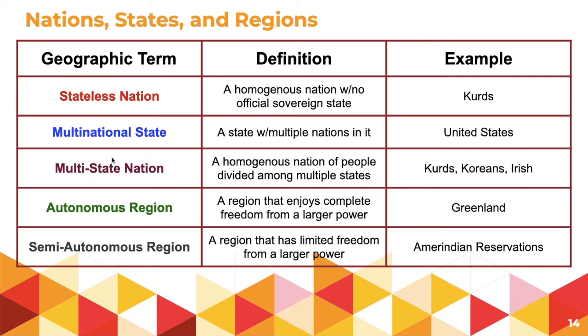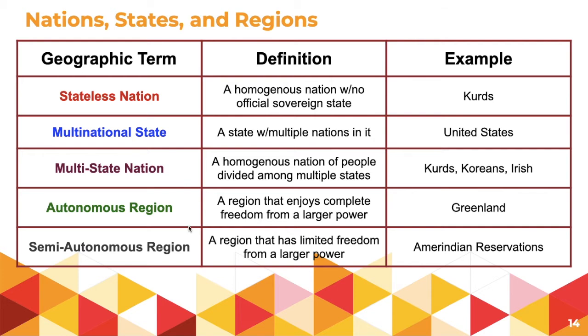Then we have what we call a multi-state nation. This is when you have a nation of people like the Kurds who are spread across multiple states. That is what we find with the Kurds, a homogeneous nation of people divided among multiple countries, multiple states. This is also true with Koreans between North Korea and South Korea. This is also true with the Irish between the Republic of Ireland and Northern Ireland. So we see different types of nations, different types of states. A multinational state would be a state with multiple nations of people residing in it. This would be like the USA.